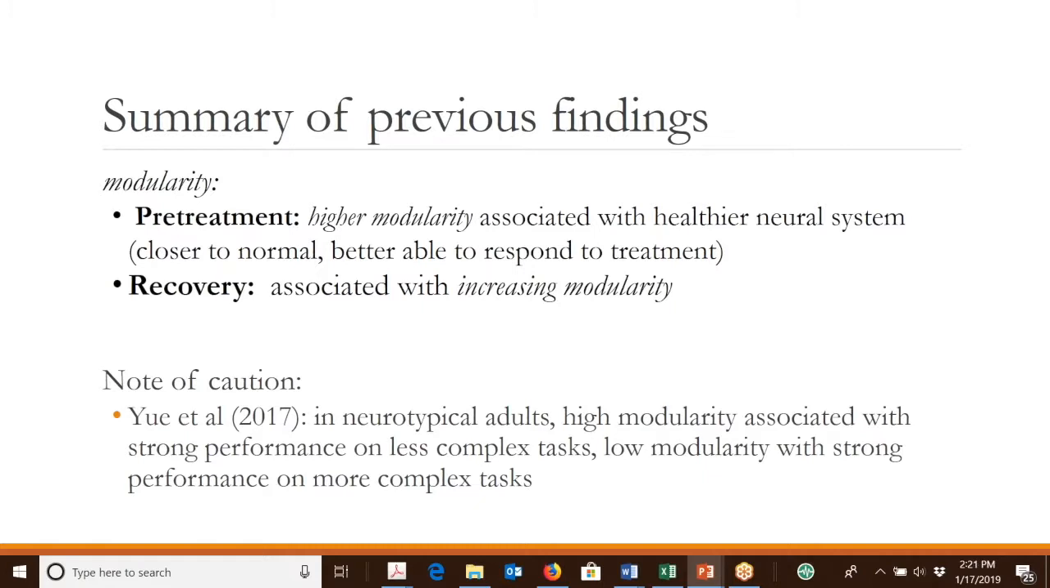In work with neurotypical adults, what UA and all found, and it seems really sensible that the picture should be more complicated, is that high modularity was associated with strong performance on less complex, simpler tasks, and low modularity was associated with strong performance on more complex tasks. And I'm just pointing this out to show that it may not be the case that there's a simple story about high modularity being good and low modularity being bad. Not surprisingly, this may be modulated by the demands on the system.